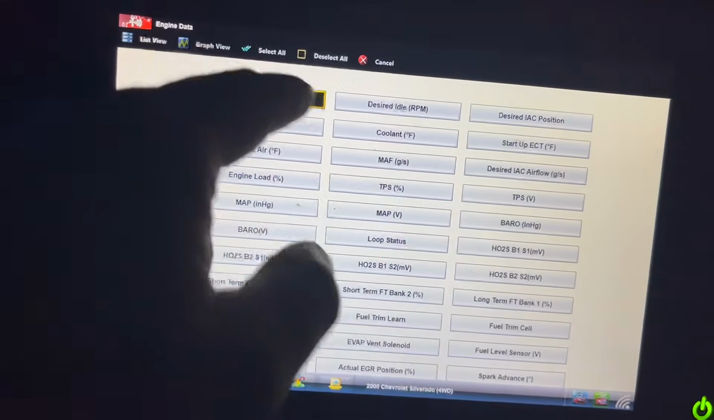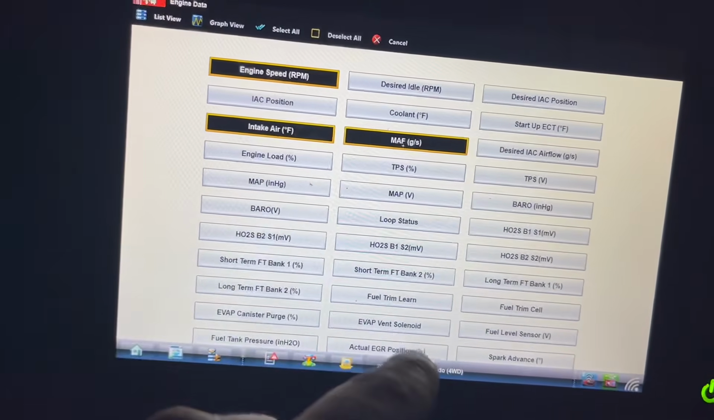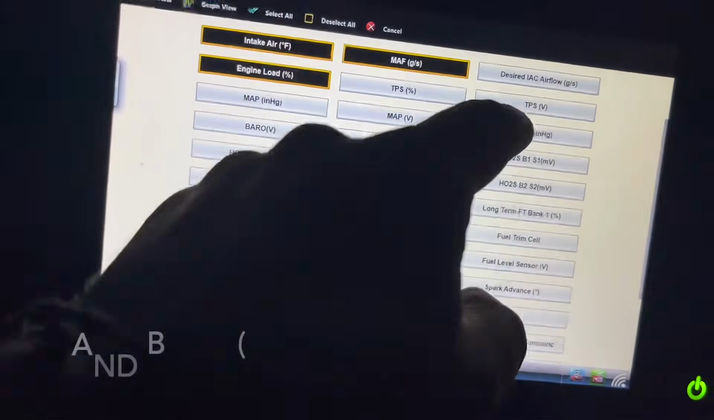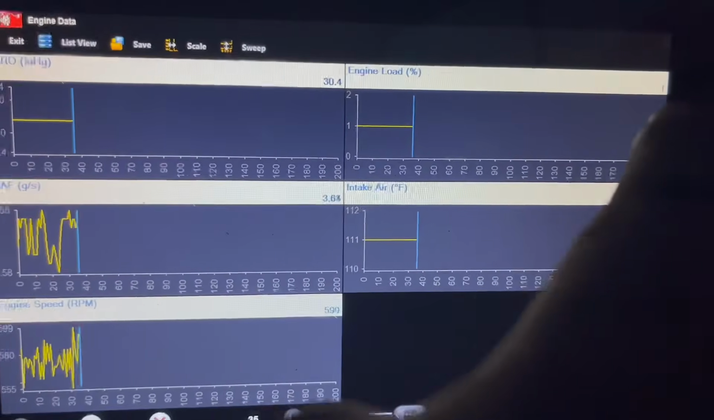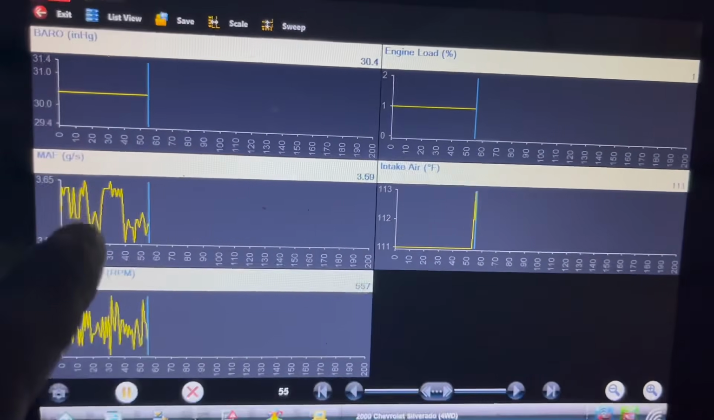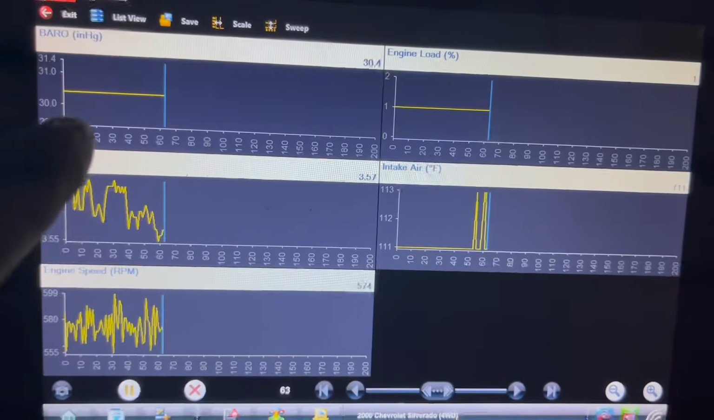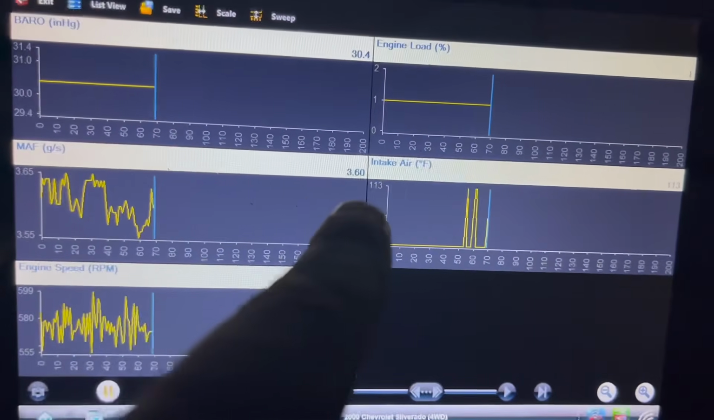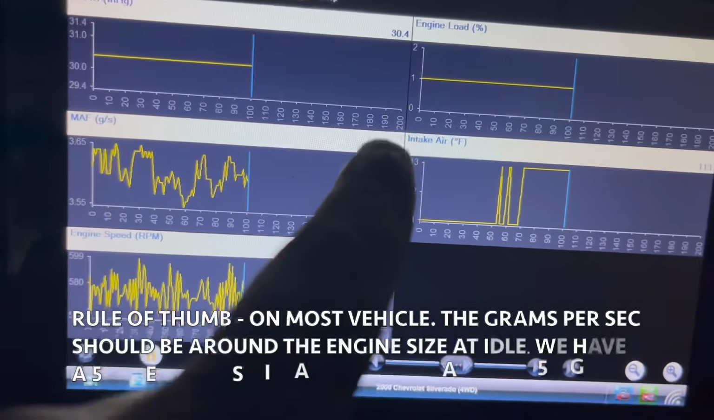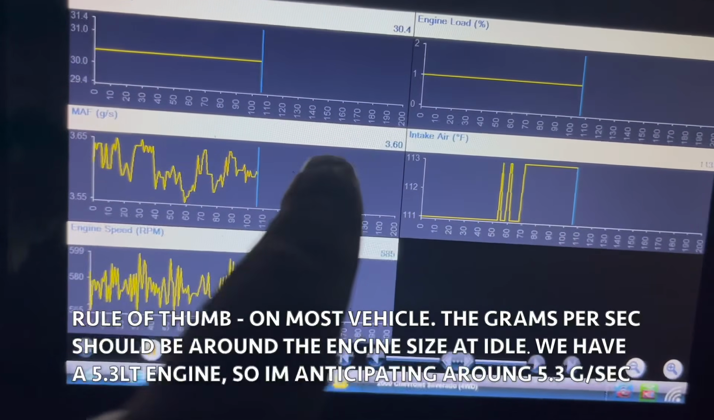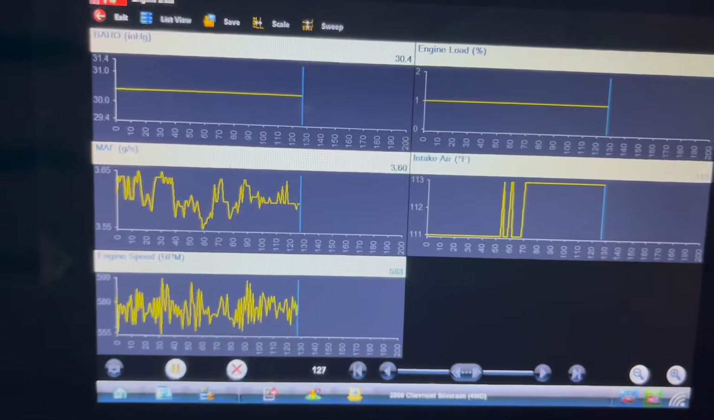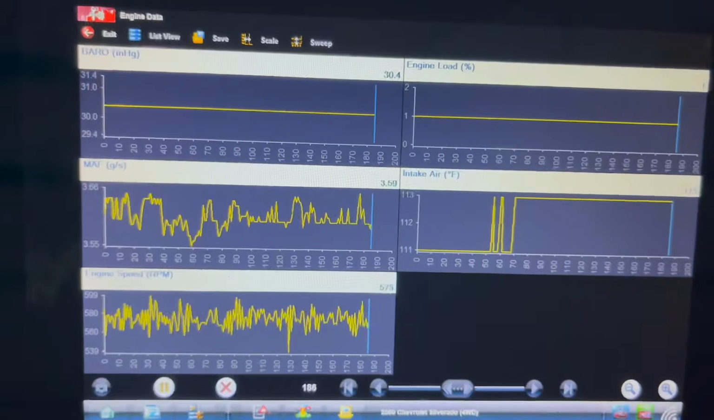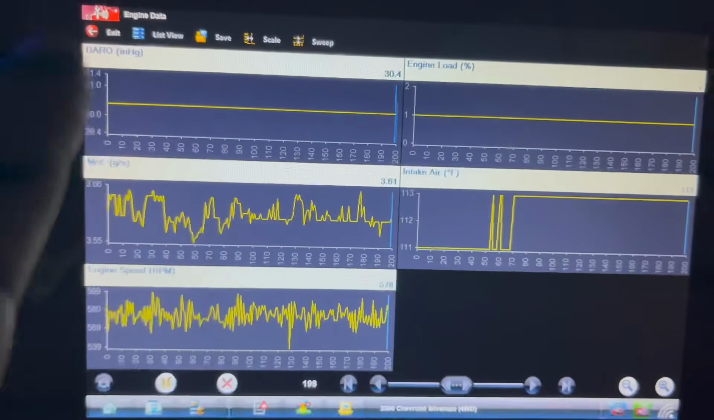All right, so on our VE test, like I told you, what we're going to need: RPM, intake air temperature, mass. We're going to put engine load while we're here. So we have it graphed right here. We have our engine load on the upper right hand side, air intake, our MAF, which is grams per second, barrel, and engine speed. The thing I don't like, it should be about 5.3 grams per second, around that number, and we are at 3.6. Don't like that right there. This is just a rule of thumb that we use. So next, we're going to get this out to a safe part.